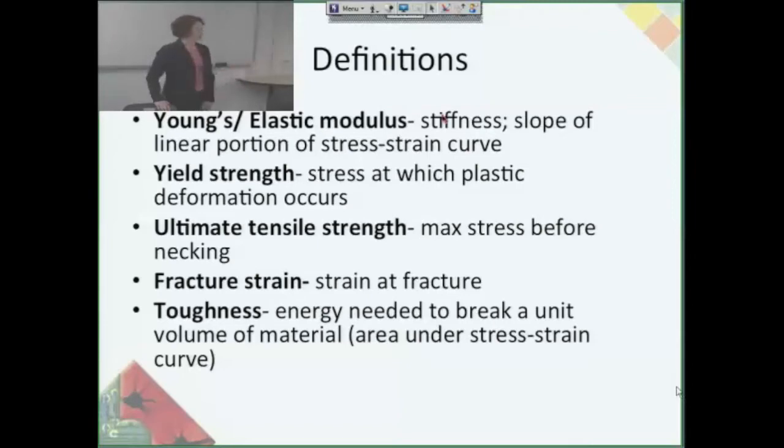I went through these already, so I won't repeat them. Toughness is something that is really useful for implants. That is the energy needed to break the material, and you can calculate it as the area under the curve to fracture. So if you keep applying stress and it keeps straining until break, you can take the area under the curve and call that toughness. So that's really useful to know.